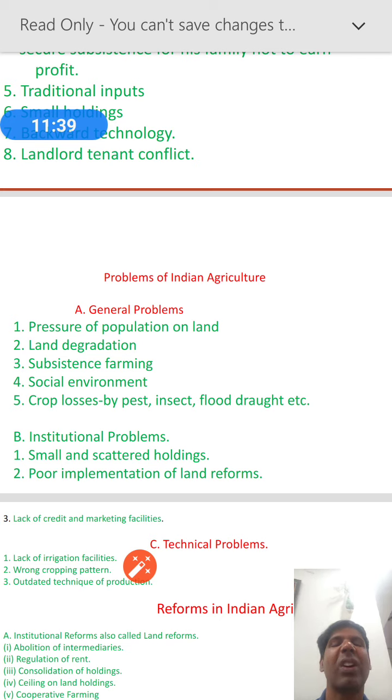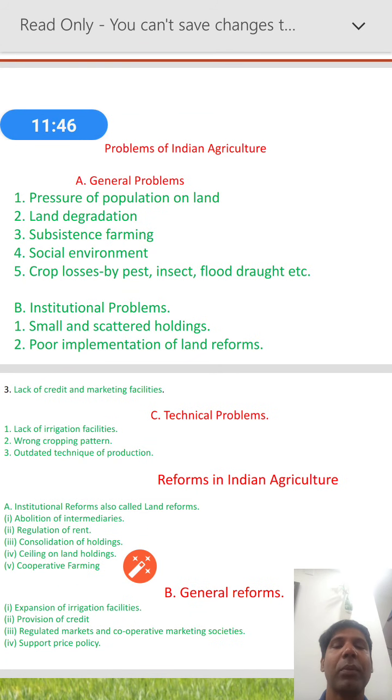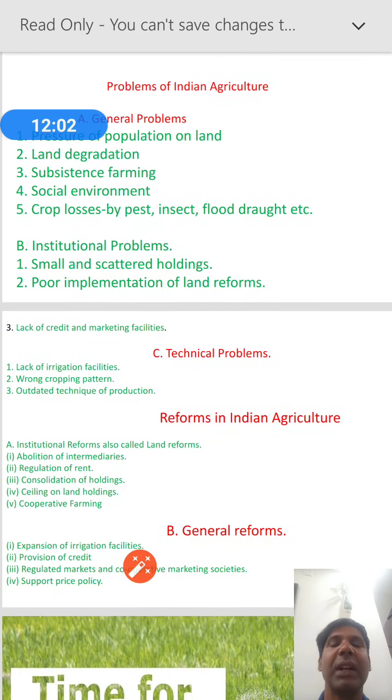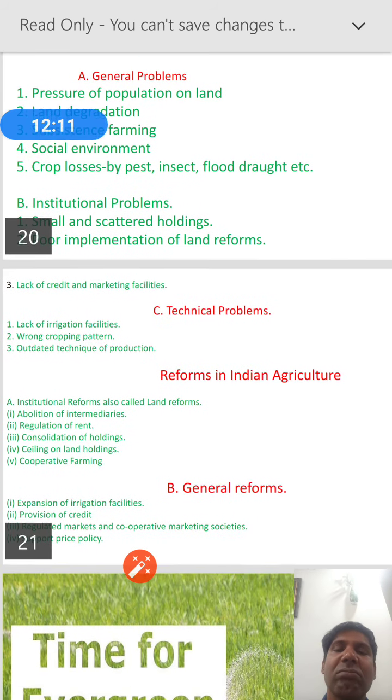Landlord-tenant conflict: always a problem between the landlords and workers. Then the general problems of Indian agriculture: pressure of population on land, more population, less land holdings. Land degradation: continuously doing agriculture, generation after generation on the same land, same work, same process. Subsistence farming is very small. Then the social environment, crop loss by pests, insects, flood, drought, a lot of things.